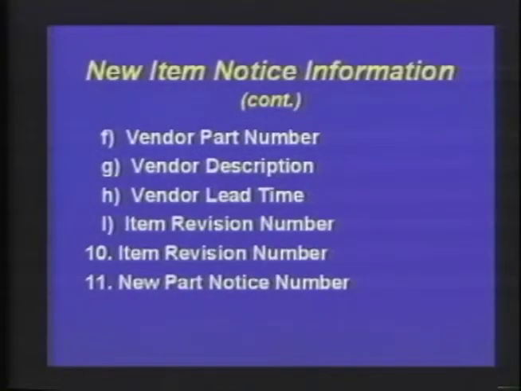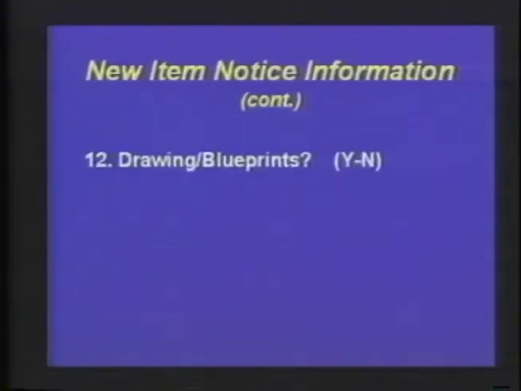We have the new part notice number. Now that again is similar to the purchase order number, not the PO number on this particular new piece of equipment or part. Again, it's assigned straight numeric. We can keep track of how many new pieces of equipment we've received, and also how many new part numbers have been identified. If there are blueprints and tracings, then we would identify those.